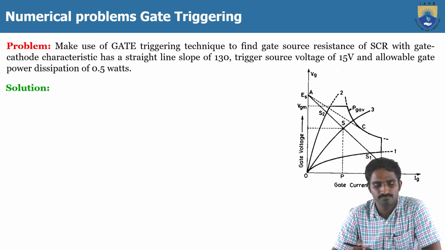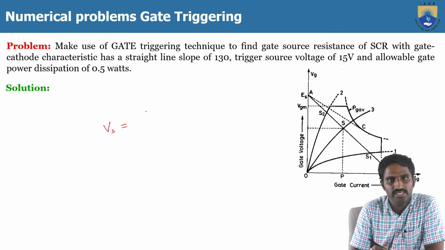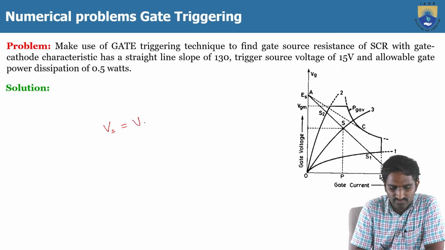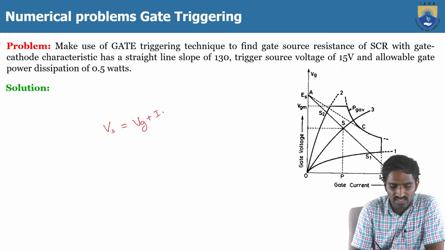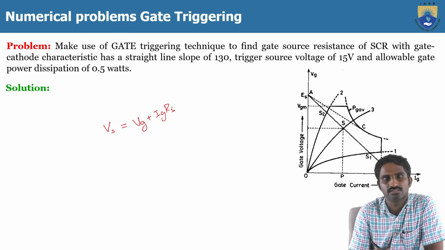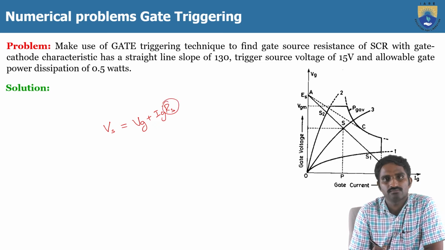So as we know, the general equation is Vs, the source voltage applied across the gate and cathode. Vs is equal to Vg, the voltage across the gate and cathode, plus Ig into Rs, or let me consider Rs. From this equation we have to find the value of Rs.